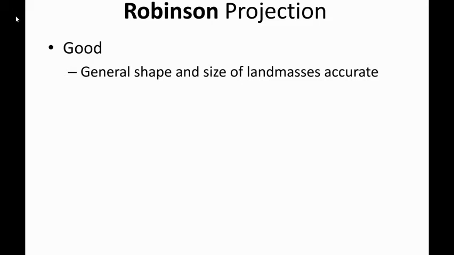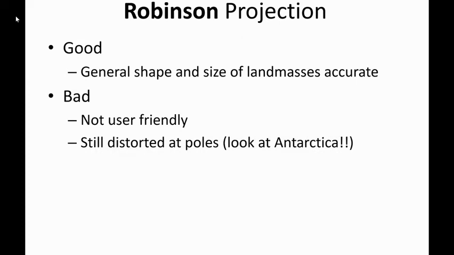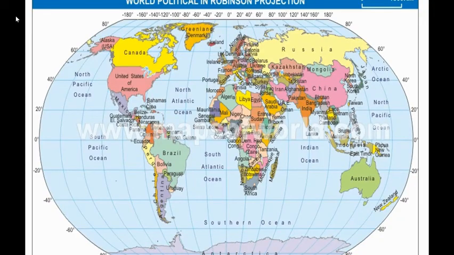So the good of it is the general shape and size of the landmass is fairly accurate. But the bad, and when you see this in just a second, you'll understand, the bad is that it's not completely user-friendly. The lines are curved. Now, the lines are curved to try to make the landmasses and the size and the shape of them accurate. But when you do that, then you lose the user-friendliness. And it is still somewhat distorted if you take a look at Antarctica.